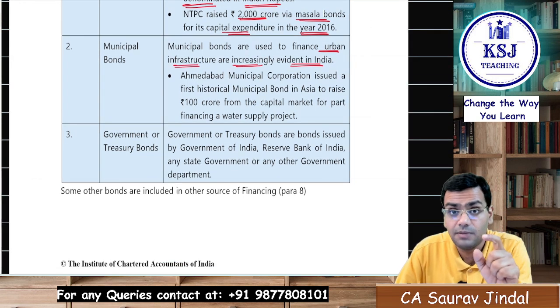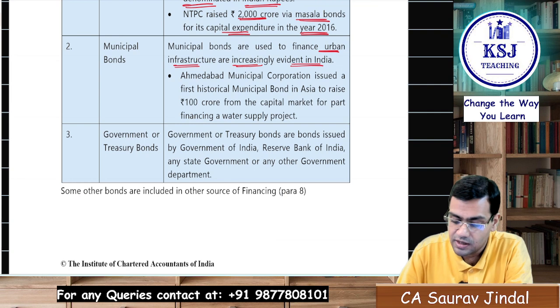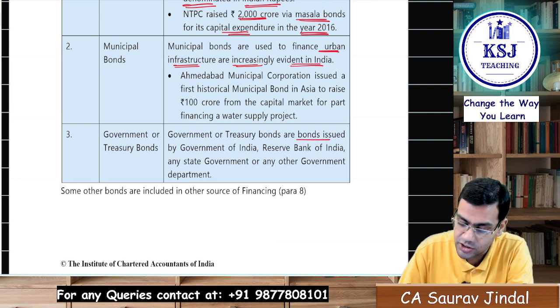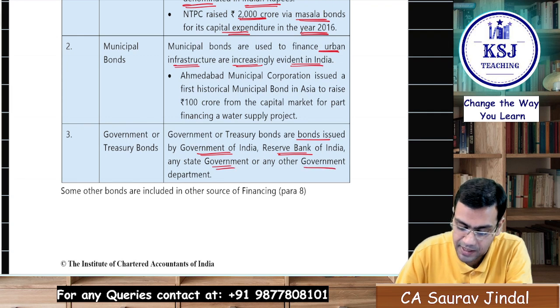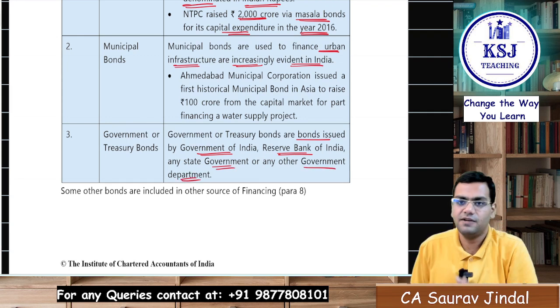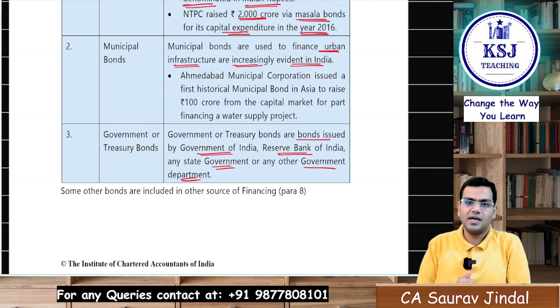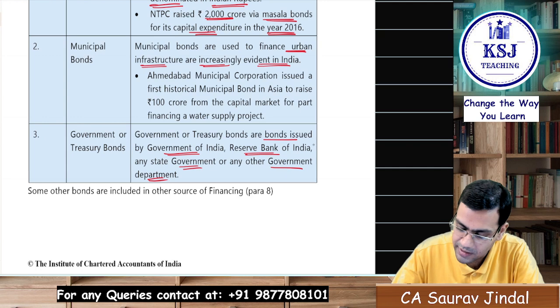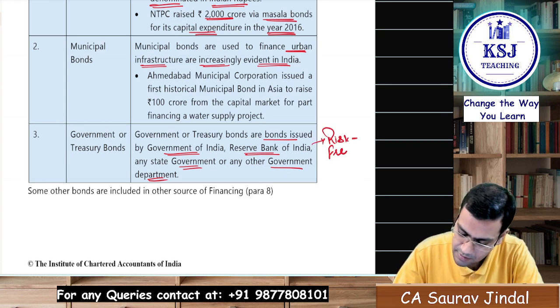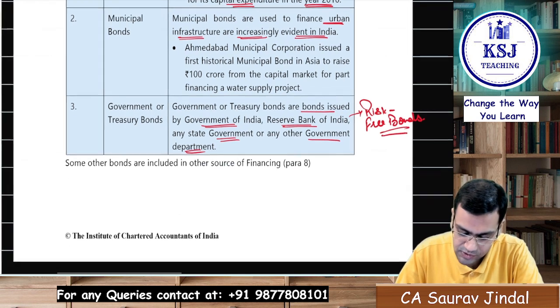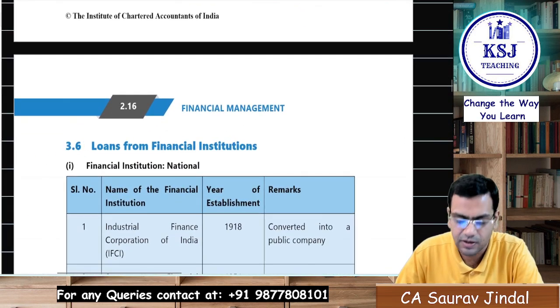Government or treasury bonds, these are the safest bonds. Government or treasury bonds are the bonds issued by the government of India, Reserve Bank of India, or any state government or any other government department, right? These are the safest bonds because these have a guaranteed rate of return, and these are risk-free bonds. What do we call them? We call them risk-free bonds, right? Some other bonds are included in the other sources of financing. We'll take up later on, okay?